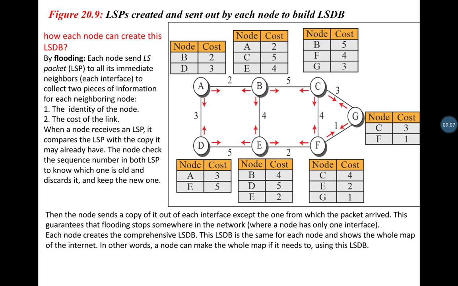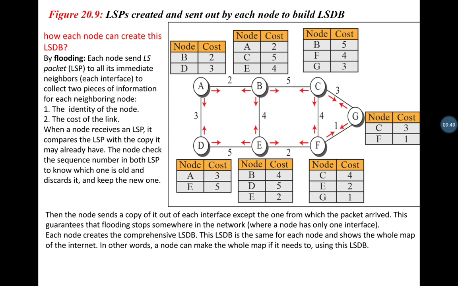Each and every node sends some greeting messages to all the immediate neighbors to collect the identity and the cost of the link for each neighbor node. That is, each node sends this link state packet to the immediate neighbors to collect the identity and the cost of the link. What is the cost between itself and the neighbor, and which node is a neighbor to me, that will be found out by sending this link state packet.